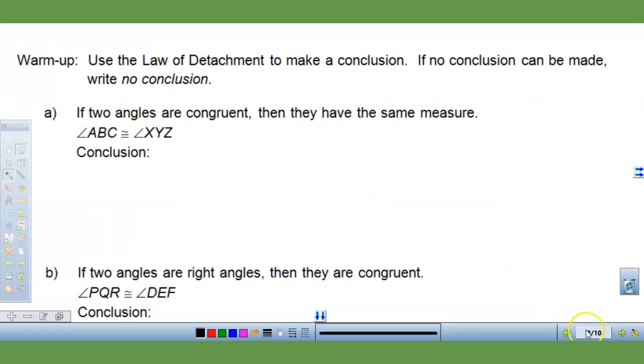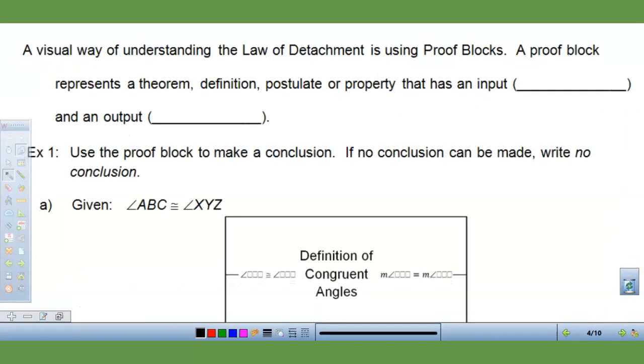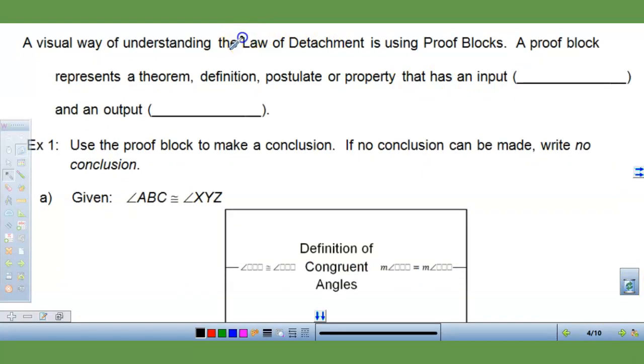So before we get started, let's look at the structure of these. We use something called the law of detachment, which is basically an if-then statement, a cause and effect relationship. So on these proof blocks, if you want to take them out of the bag and take a look at them, each of them has a name on them. It's either the name of a theorem, a definition, a postulate, or some property that has an input on the left side and an output on the right.